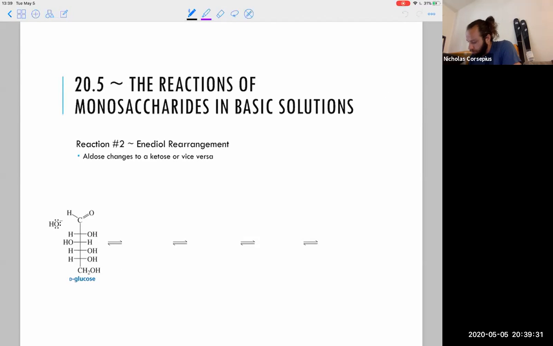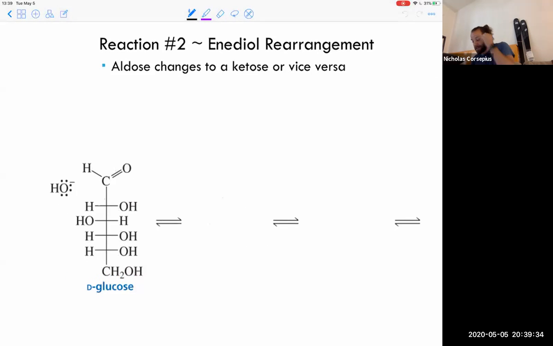Reaction 2 is also going to take place in basic solution. It's going to be a little bit different than what we've seen before. All right, step 1 is still the same. You have this acidic alpha hydrogen, it's going to be removed. Boom, boom, boom, and we get our enolate ion. So step 1 in this enediol rearrangement is going to be the same formation of the enolate ion.